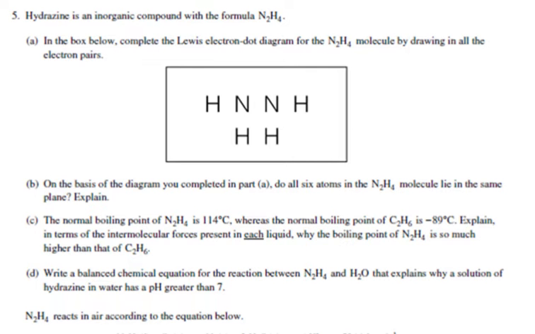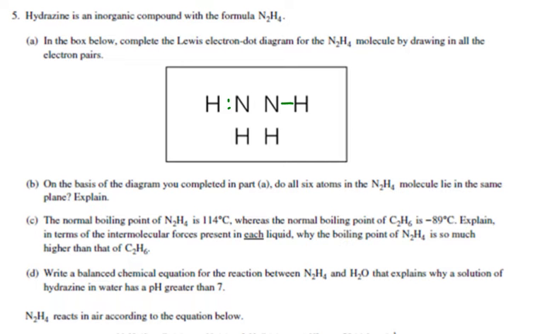Hydrazine is an inorganic compound with the formula N2H4. In the box below, complete the Lewis electron dot diagram for the N2H4 molecule by drawing in all the electron pairs. When there are bonds, you can definitely draw the bonds if you'd like. You can also put dots. So this is an example. You could do that. Or you could do that, just as one example. Okay? So please fill that out quickly, and then we'll get into the next one.